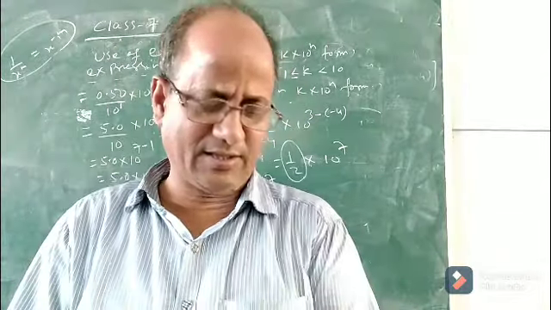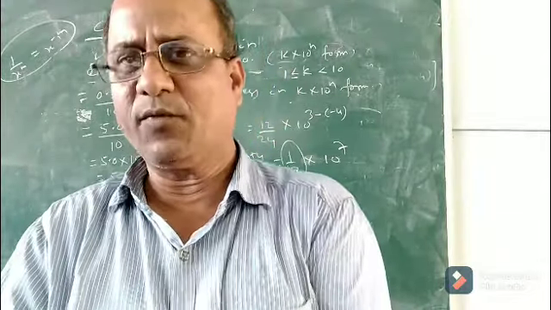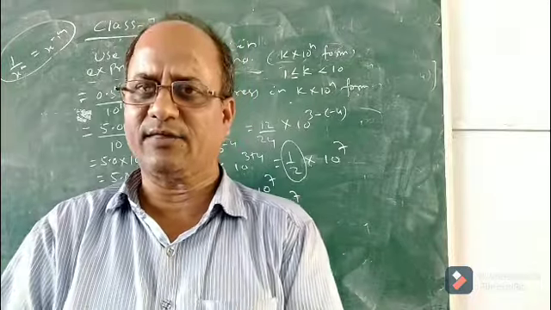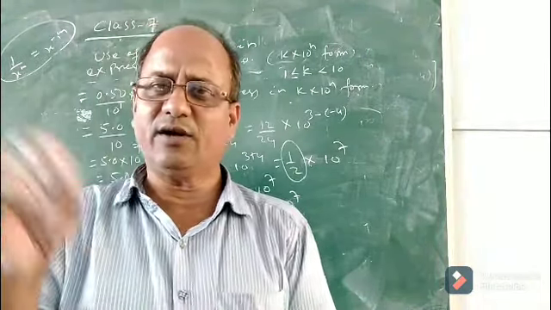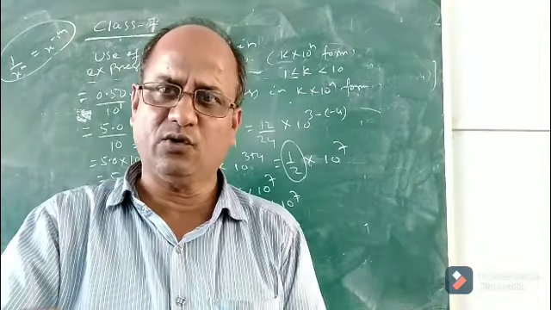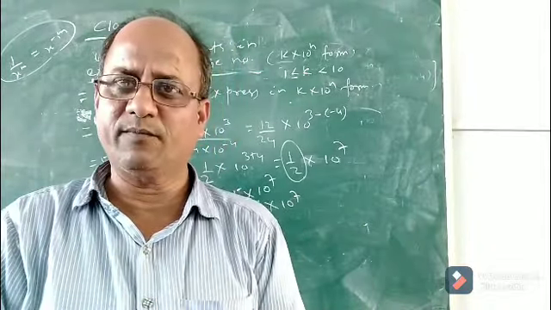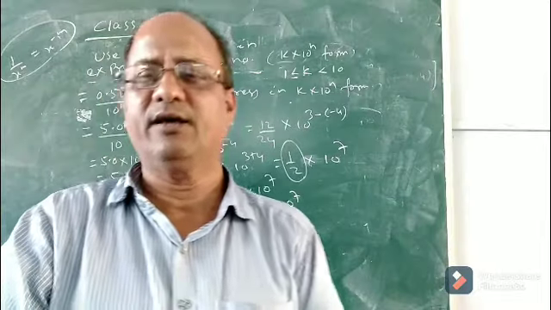Okay. So one more thing is left, that is the usual form. We will discuss it in another class. That means if a number is given in scientific notation, that is, in k into 10 to the power n form, how will you change it into the usual form? That we will discuss in a separate class. Okay, thank you.